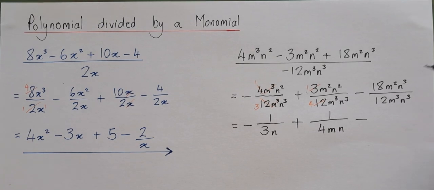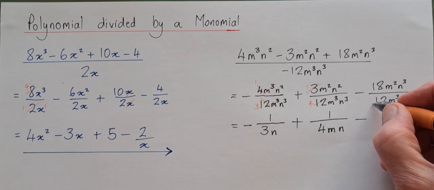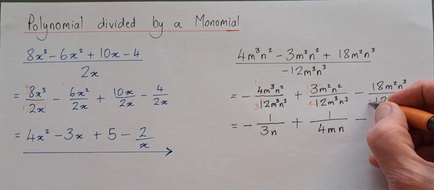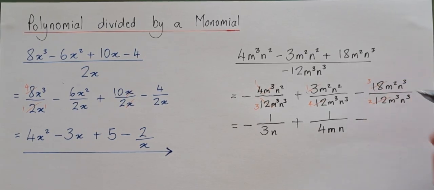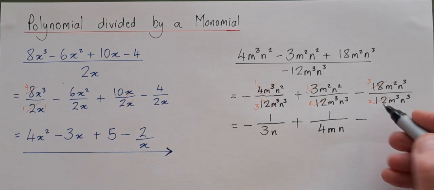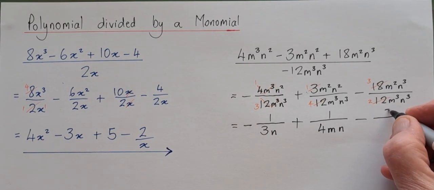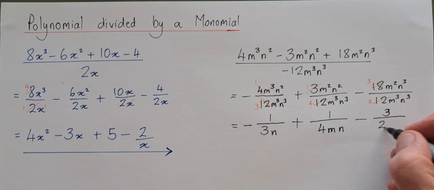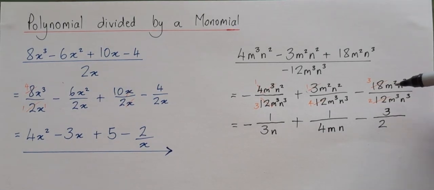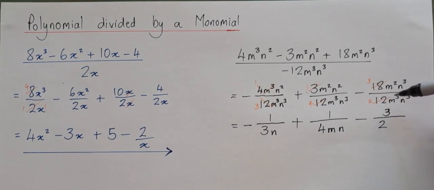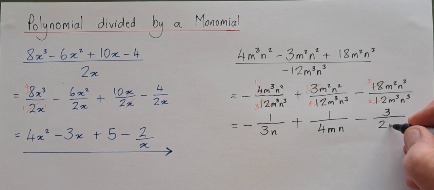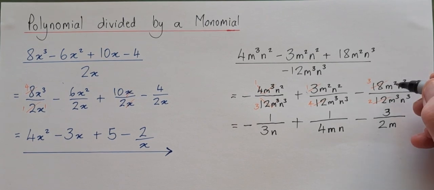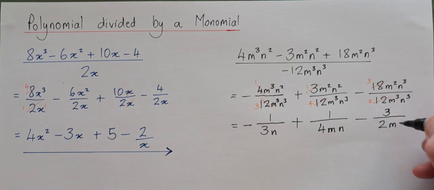Minus. Right, now I've got 12 cannot divide into 18 exactly, so I'm going to need to look for a highest common factor, and the highest number that will go into both of those is 6. 6 into 12 goes twice, and 6 into 18 goes 3 times. So now I see that I have a number in the numerator and a number in the denominator. And then going on to deal with my variables, m squared, m cubed, it's bottom heavy, so the m is going to be in the denominator, and the difference between 2 and 3 is 1.